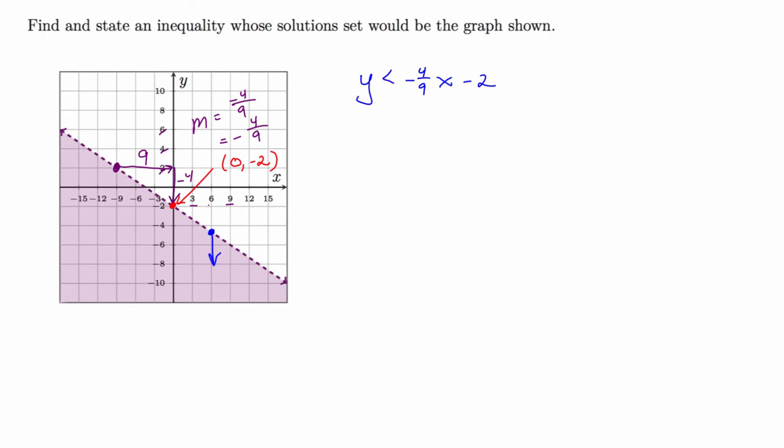The second part of the inequality is whether it's a less than or a less than or equal to. Because this is a dashed line, the dashed line indicates we do not want to include any points on the line as solutions, which means we do not want to have an or equal to in our inequality. So the correct inequality here would be y is less than -4/9x minus 2.